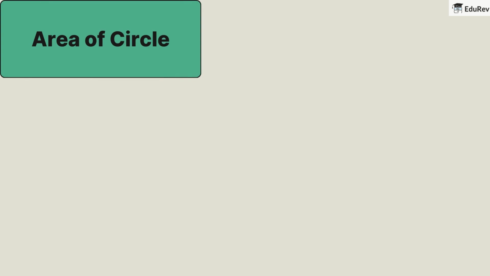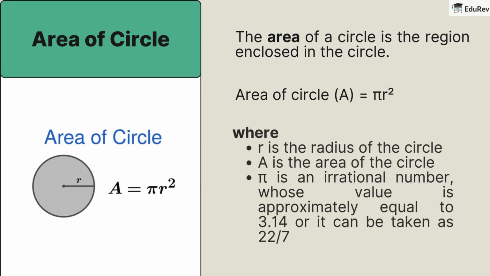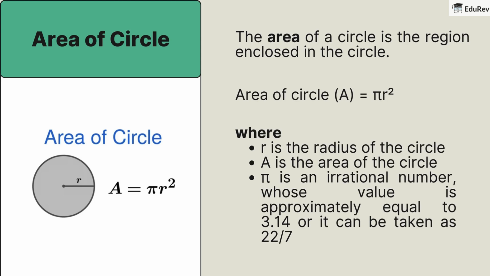Next, we will cover the area of a circle. The area of a circle is the region enclosed in the circle. The formula for the area of a circle is A is equal to pi r square, where r is the radius of the circle, A is the area of the circle and pi is an irrational number, whose value is approximately equal to 3.14, or it can be taken as 22 divided by 7.